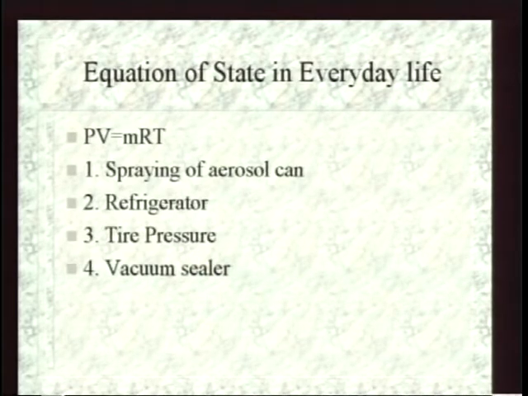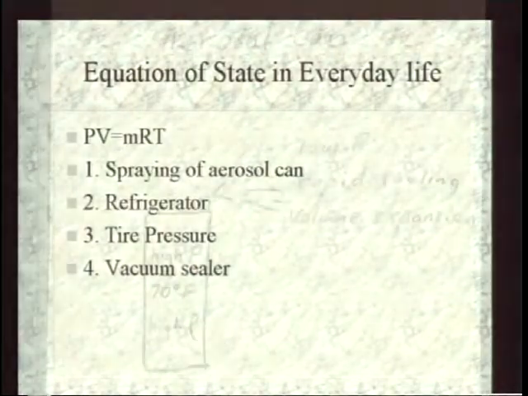Next, we'll look at the equation of state in everyday life, give you some more real-life examples of the equation of state in action. And 4 different examples that I'm going to show here and discuss are the spraying of an aerosol can, and then talk about the basic mechanics of a refrigeration process. And then we'll look at a tire pressure example, and then finally a vacuum sealer. We'll go to the overhead camera and start with an aerosol can.